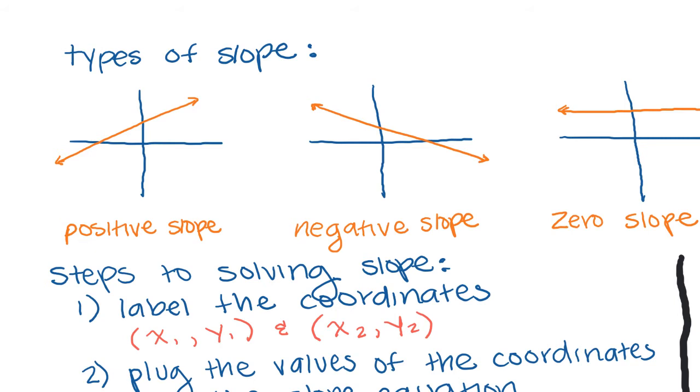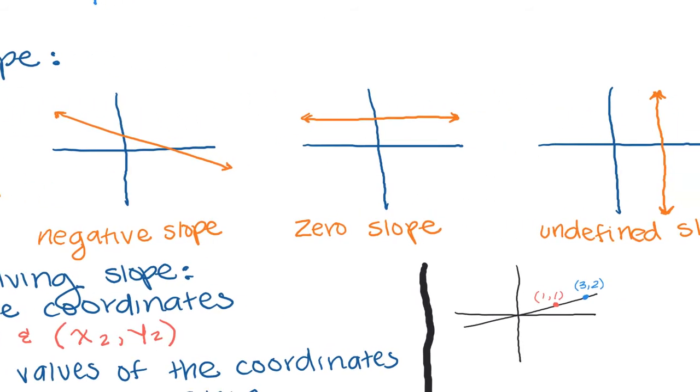So a positive slope, right? We've got a positive rise and we've got a positive run. All right, so I'll write that m is positive rise over positive run to give us an overall positive slope.